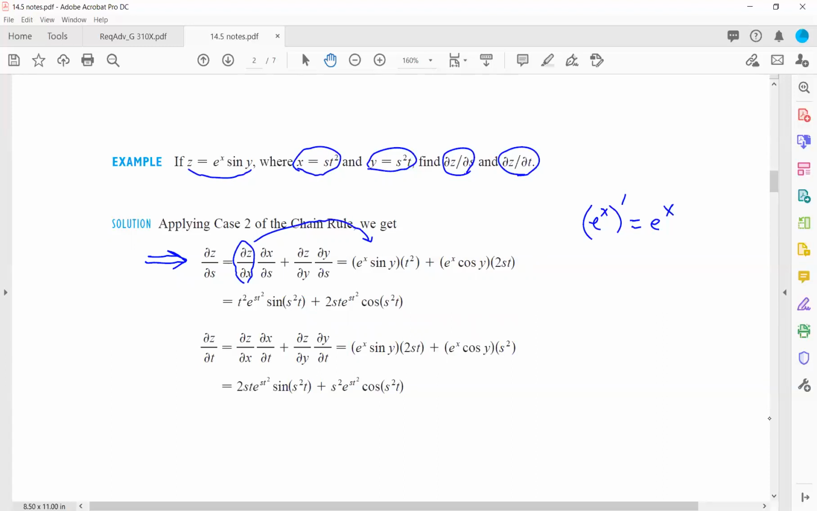Then you multiply this by partial derivative of x with respect to s. The derivative of x with respect to s is equal to t squared. Because t is just a constant, it's like taking the derivative of x times a number.